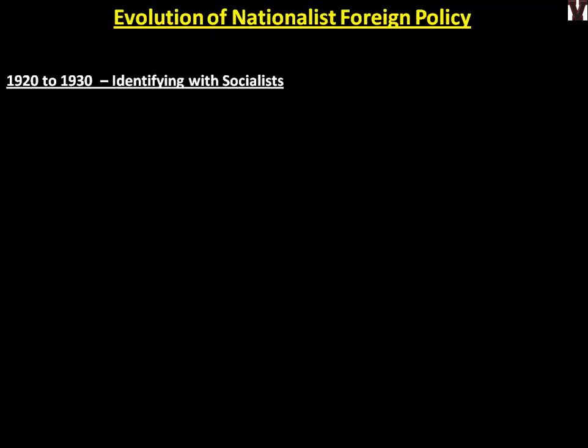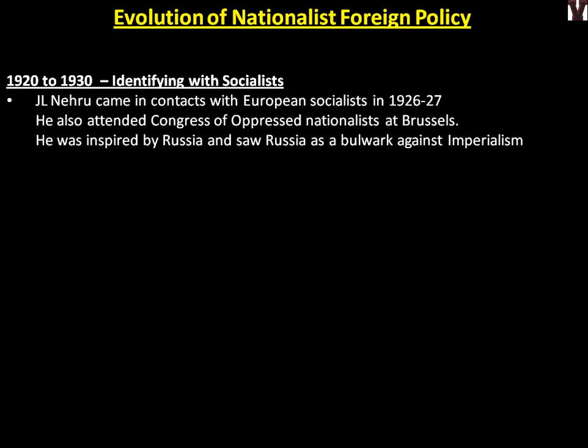1920 to 1930, identifying with socialists. Again, the same time when labor movements were going on, socialism and communism were creeping into the Indian mindset. Jawaharlal Nehru came in contact with European socialists. He also attended the Congress of Oppressed Nationalists in Brussels. He was inspired by Russia and saw Russia as a bulwark against imperialism. If you know Indian history, post-independence, Jawaharlal Nehru was in close contact with the USSR, and that is how Indian foreign policy began to shape up.